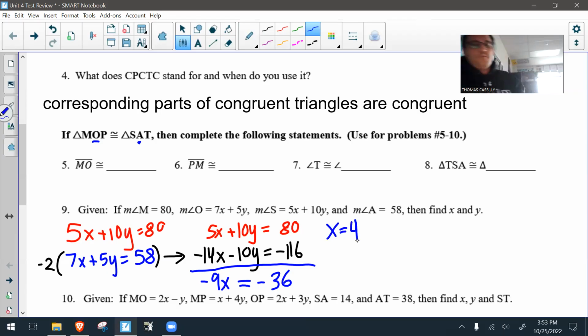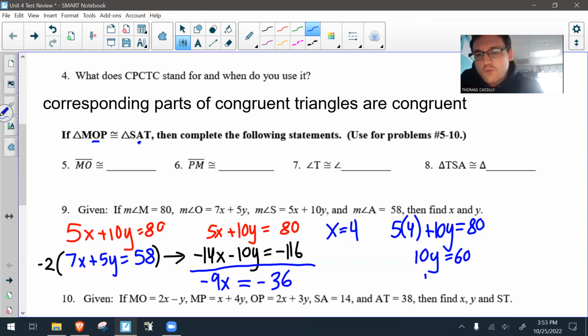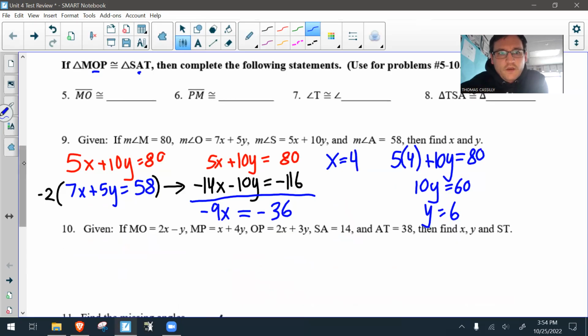All right, so now let's go ahead and plug this in. So we have 5 times x, which is 4. 5x plus 10y is going to equal 80. 5 times 4 is 20. So we're going to have 10y equals 60. All right, therefore y is equal to 6. All right. And there we have it. What do we need to do? We need to find x and y. Okay, that one's done.